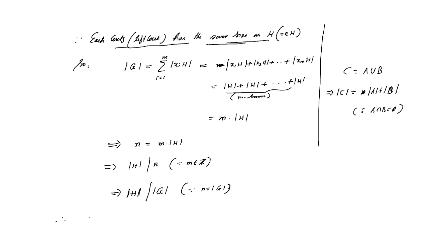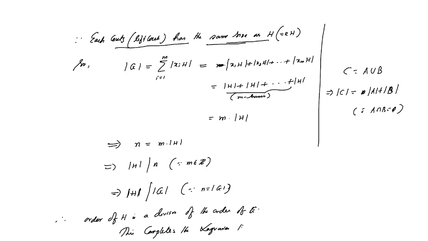So what we have proved: order of H is a divisor of the order of G. That means the order of every subgroup is a divisor of order of G, since H is arbitrary. So this completes the proof of Lagrange's theorem. This is quite a simple proof.